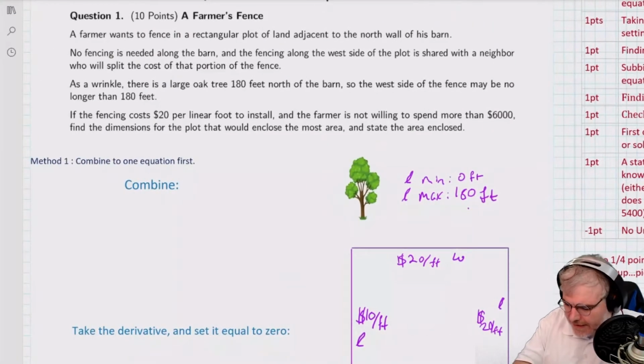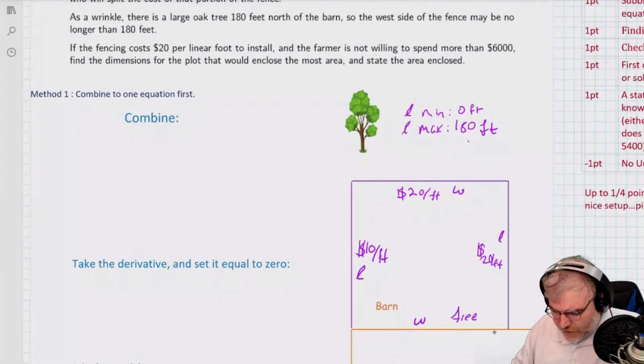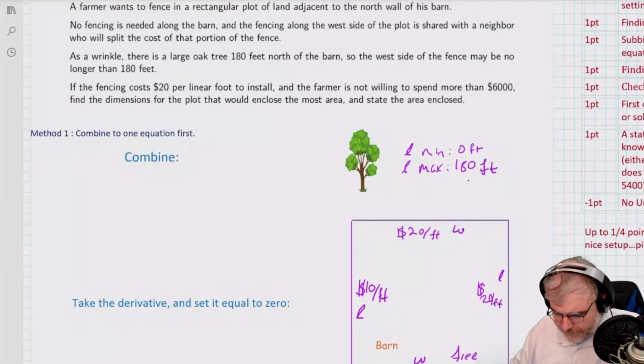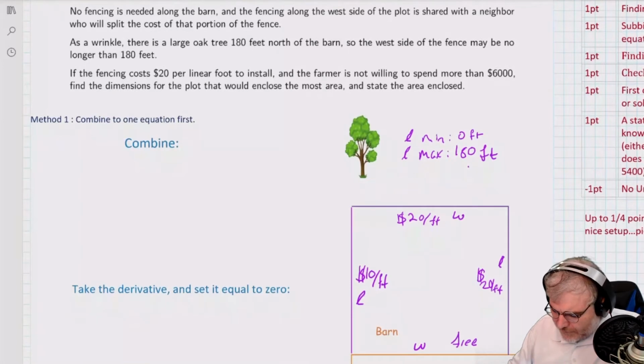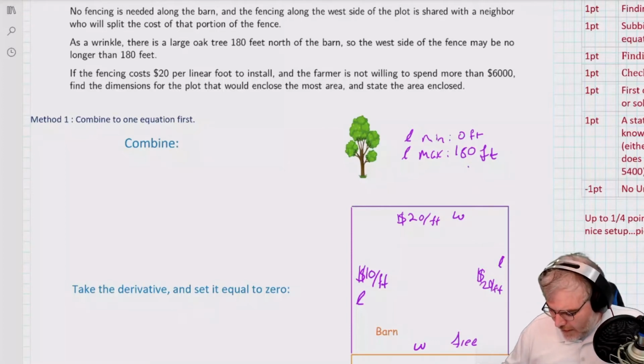So here was the idea. A farmer wants to build a rectangular plot, right? Adjacent to the north wall of his barn. Now, he doesn't need any fencing along the barn, right? So this side is free. And the west side here is shared with a neighbor who's going to split the cost of the fence. You know, they're good neighbors. He couldn't make Canada pay for the whole wall, but he's going to split the cost of the wall with Canada over there. So that's $10 a foot. All right, so he's going to split the cost for that.